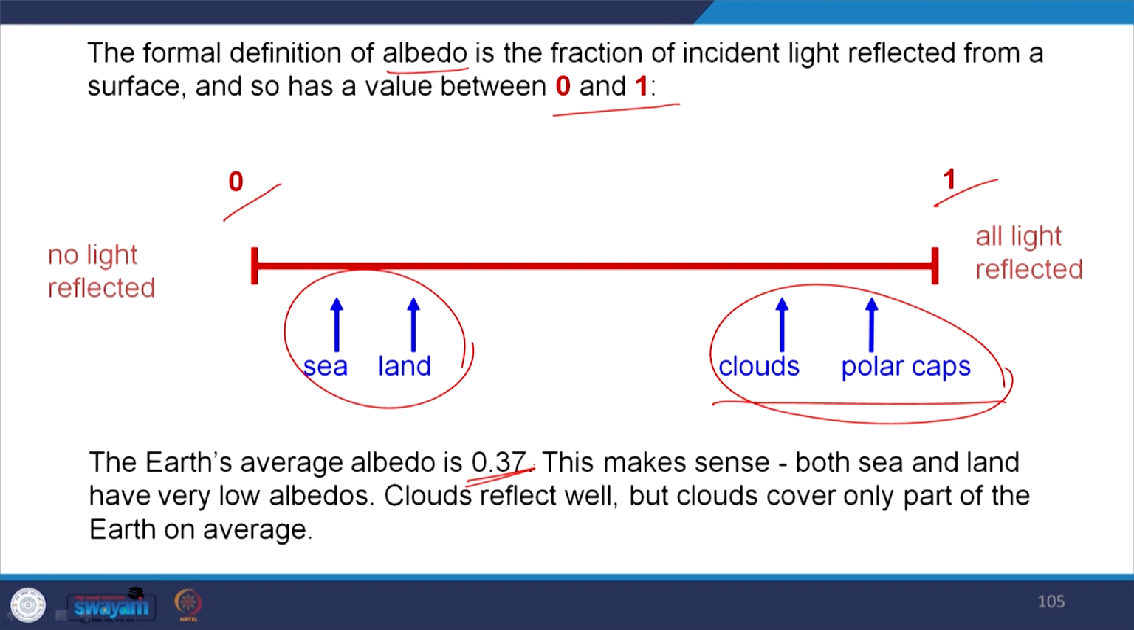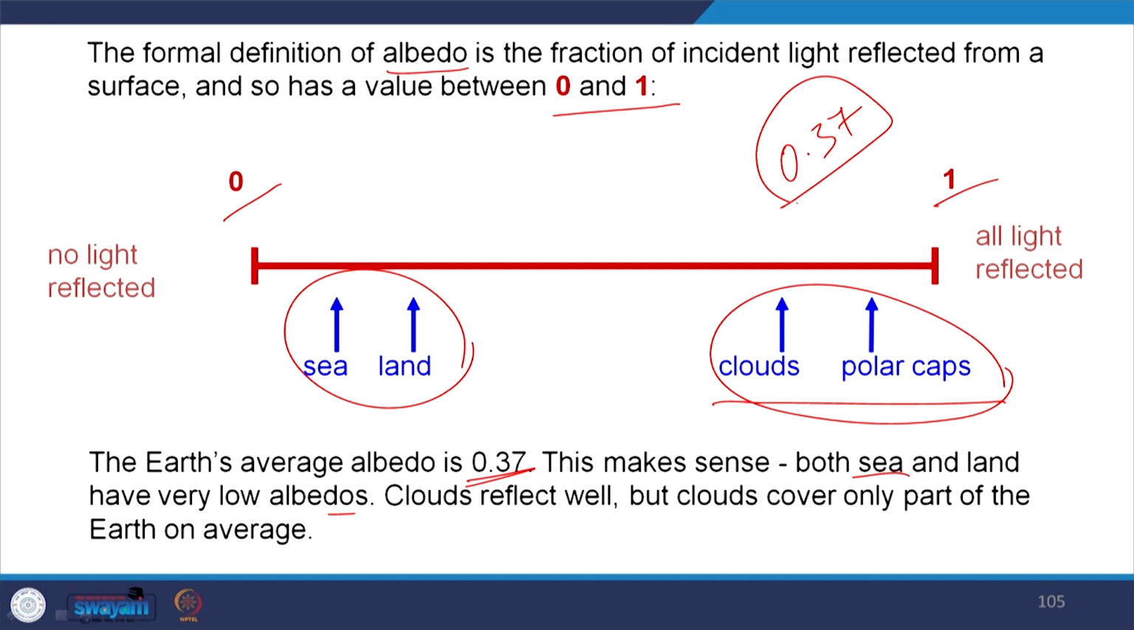This makes sense: both sea and land have very low albedos, so it is mainly the sea cover that you see from the outside. You see the earth to be a blue planet, that is the sea that you see mostly. So it has more ability to absorb than reflect. Cloud cover, of course, varies with time; it does not stay the same forever. So the take home is that the planetary albedo for earth is 0.37, you remember this number always. If you throw 100 photons onto the earth, you will get 37 photons reflected away, and the remaining are absorbed.